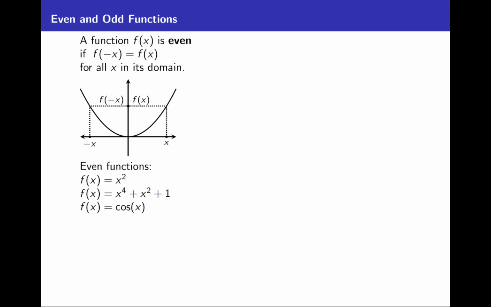And the reason we're talking about this is that even and odd functions come up with definite integrals from time to time. There's also an idea of an odd function. A function f of x is odd if f of minus x equals negative f of x for all x in its domain. Almost the same definition as even, except there's a negative right here.